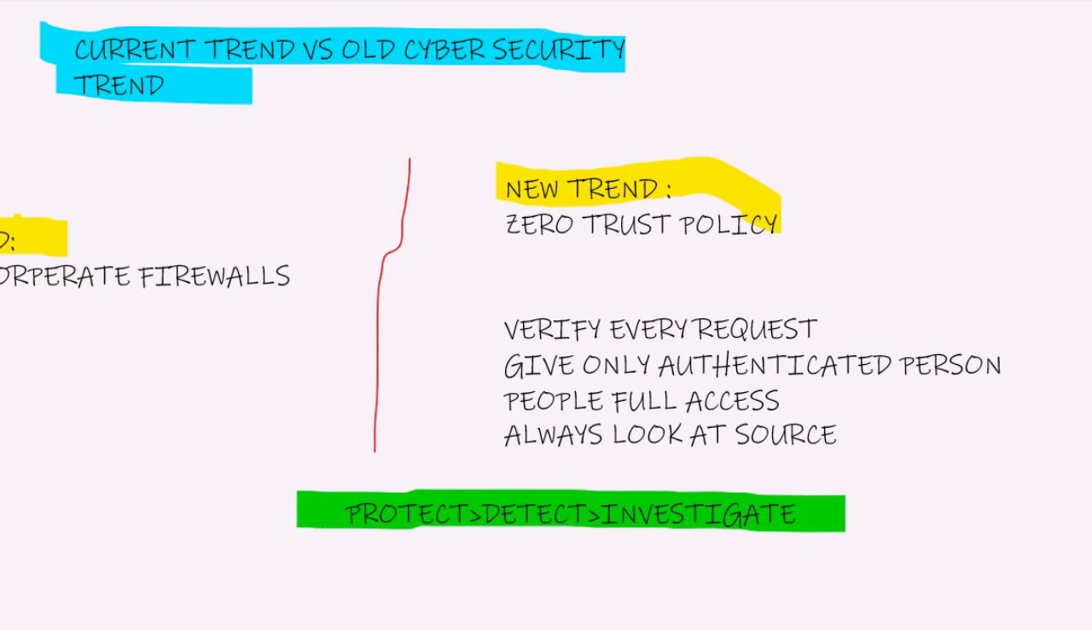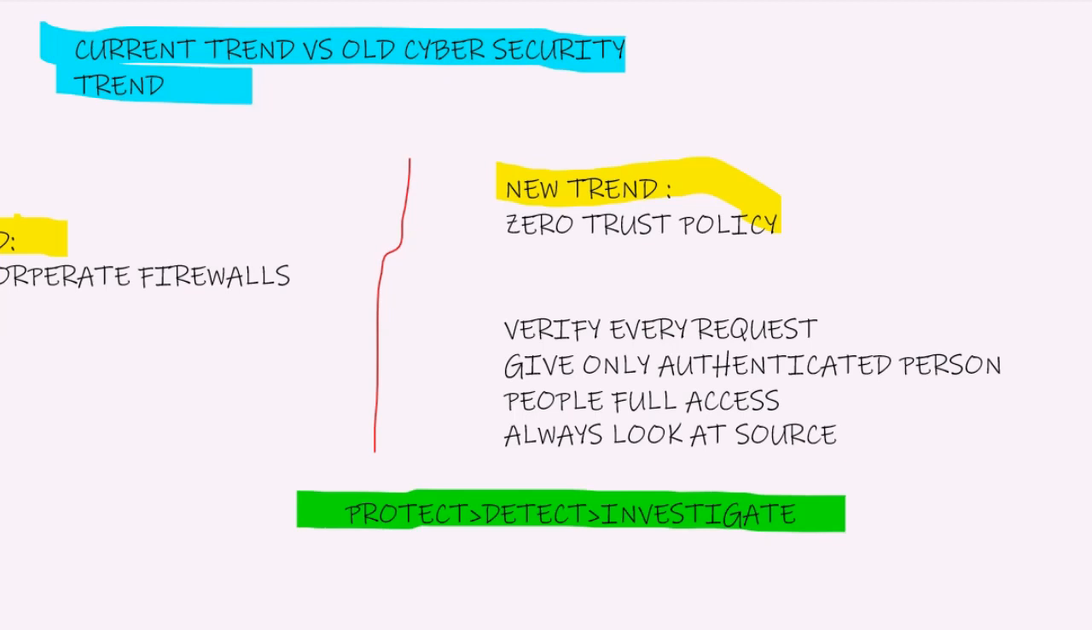For old trends, we used to build corporate firewalls so that all the devices under that corporation came under it. But the new trend is the zero trust policy. What zero trust policy means is that we verify every request, no matter what it is, no matter how secure it is, we still verify it. We should give full authentic information to a dedicated person on the internet. That is, if an account is related to an admin, not multiple accounts, the account related to the admin should be completely authenticated.